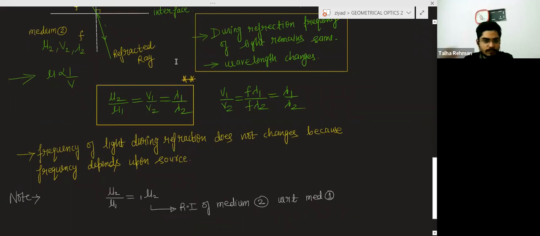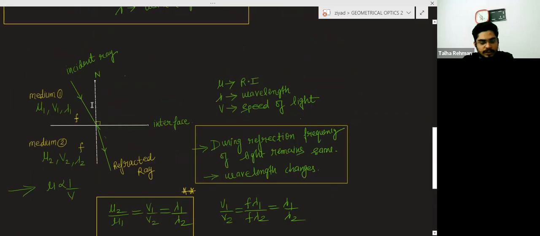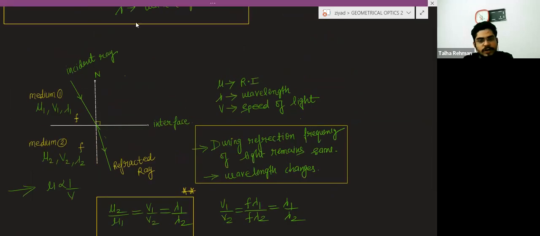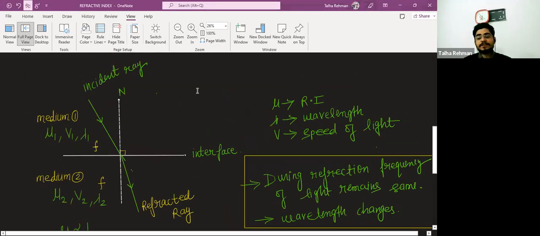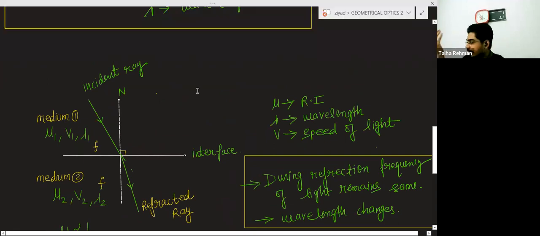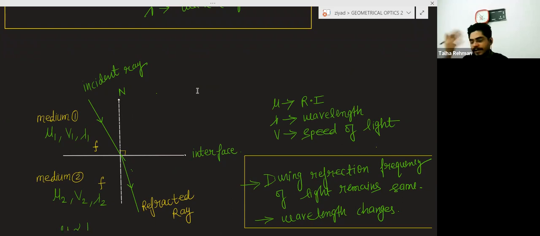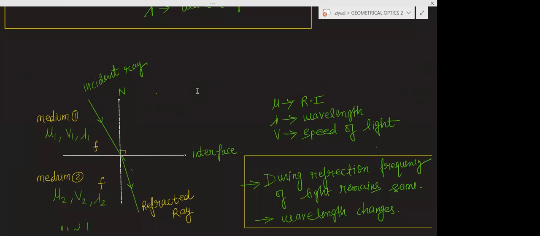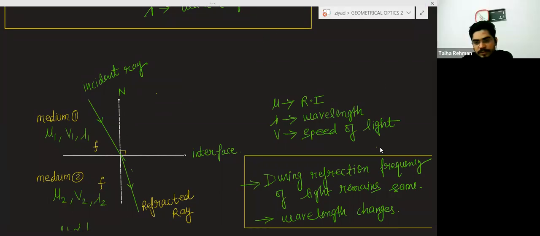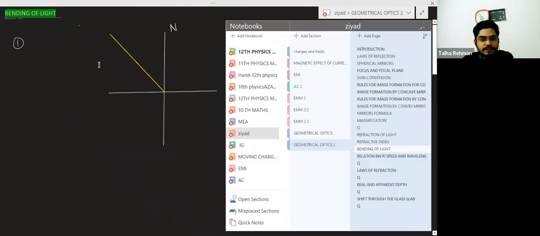Okay, so now we will discuss how the bending of light will take place when light moves from a rarer medium to a denser medium, or from a denser medium to a rarer medium. For example, light can travel from air to water or from water to air. Air is rarer and water is denser. So we will see how the bending of light takes place.